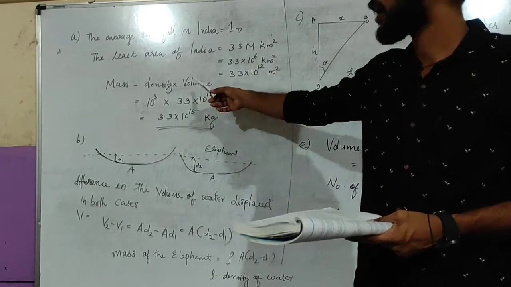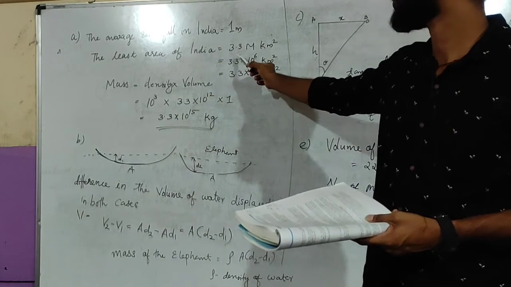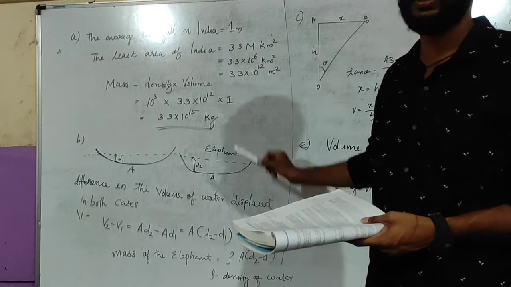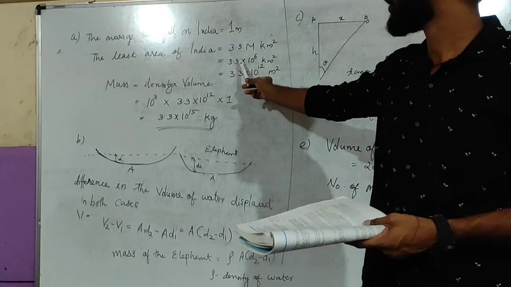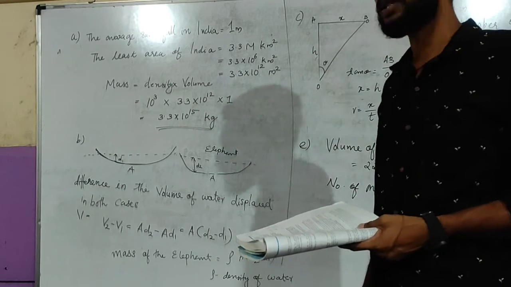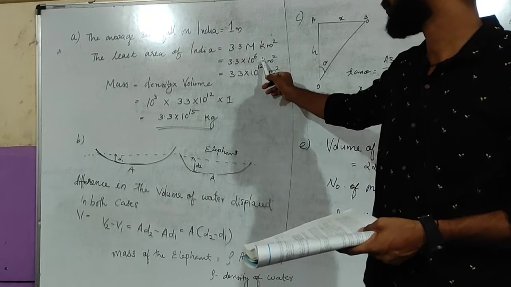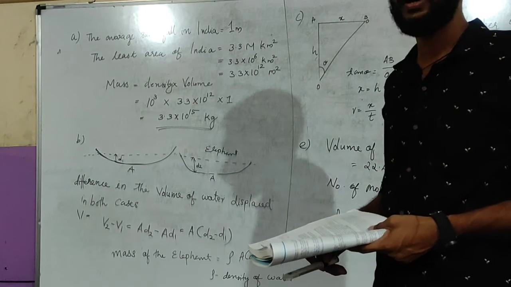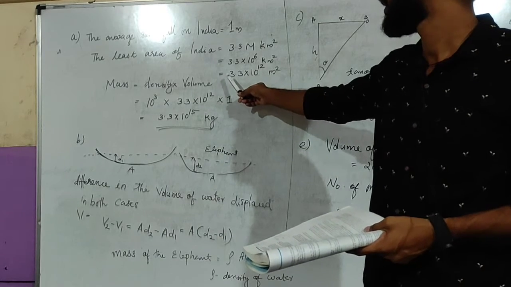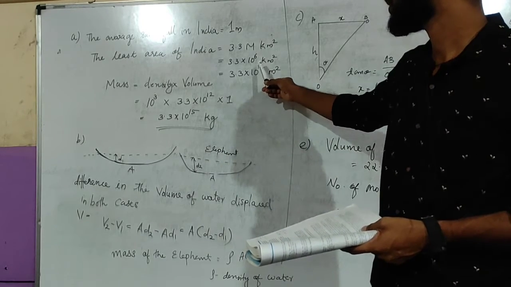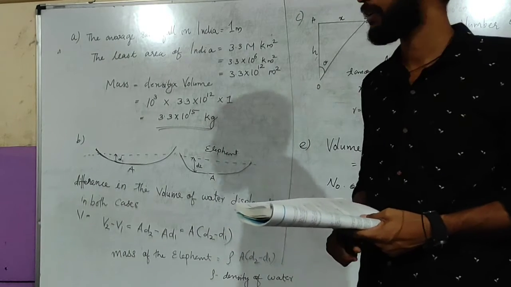The approximate value of the landscape area of India is 3.3 mega kilometer square. It can be written as 3.3 into 10 raised to 6 kilometer square, and you have to convert kilometer square into meter square, so into 10 raised to 6 will come. So the total area is 3.3 into 10 raised to 12 meter square.